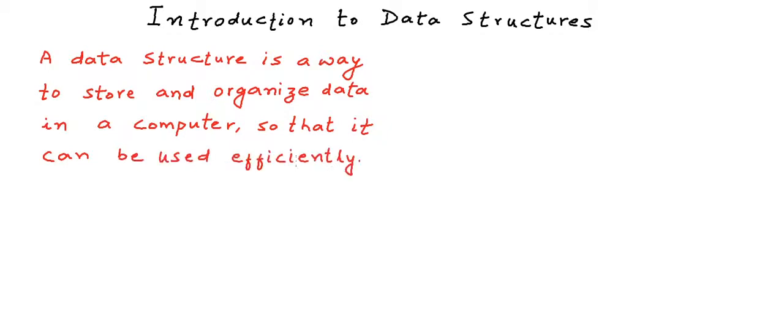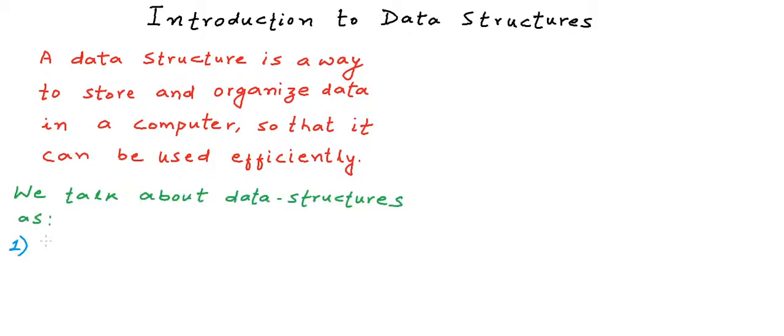When we study data structures as ways to store and organize data, we study them in two ways. So I'll say that one, we talk about them as mathematical and logical models. When we talk about them as mathematical and logical models, we just look at an abstract view of them. We just look at from a high level what all features and what all operations define that particular data structure.